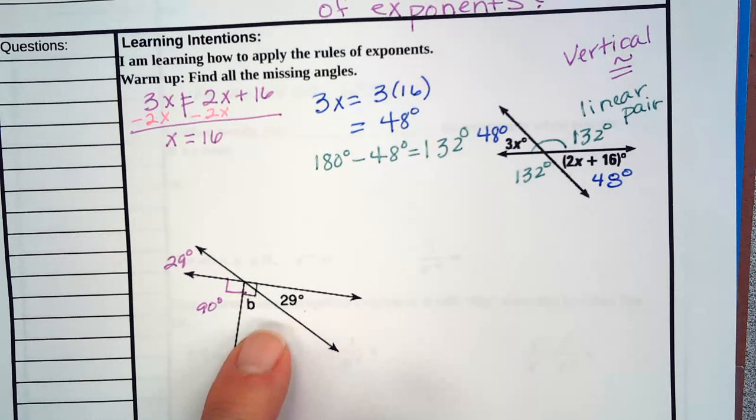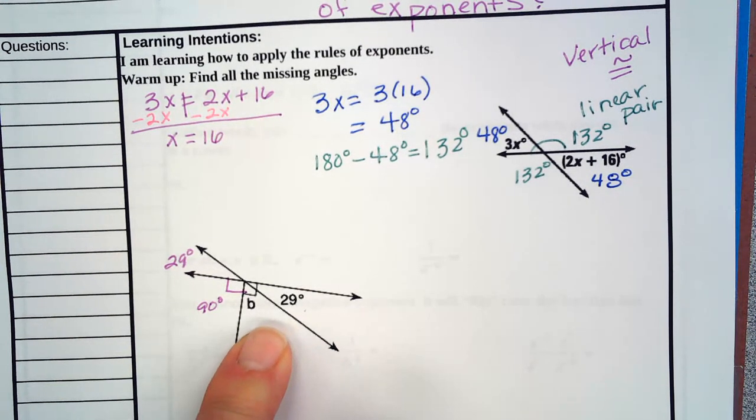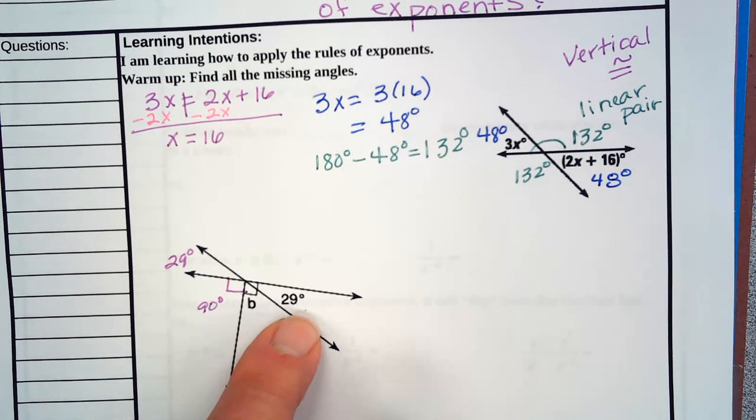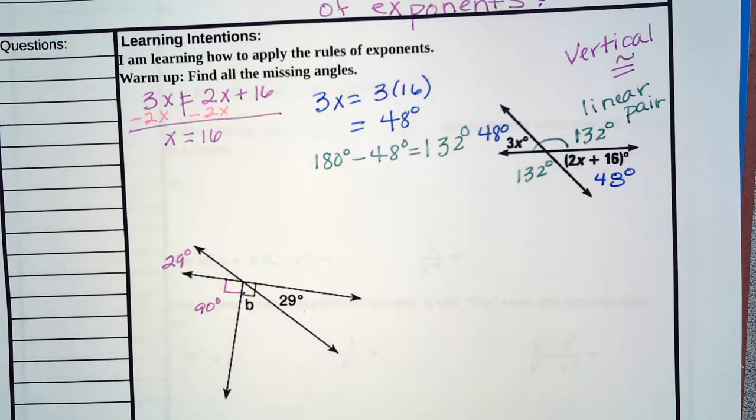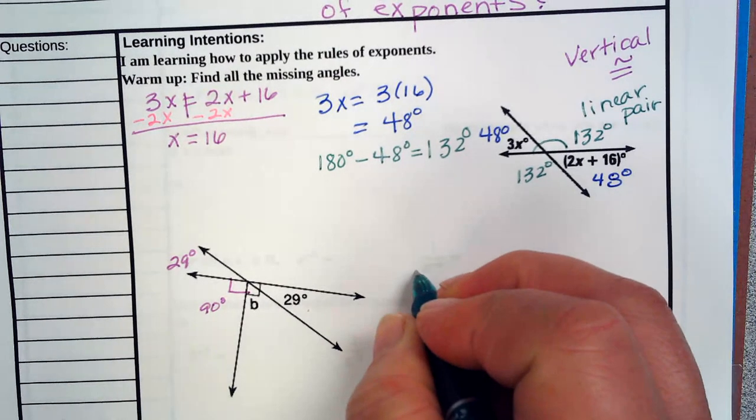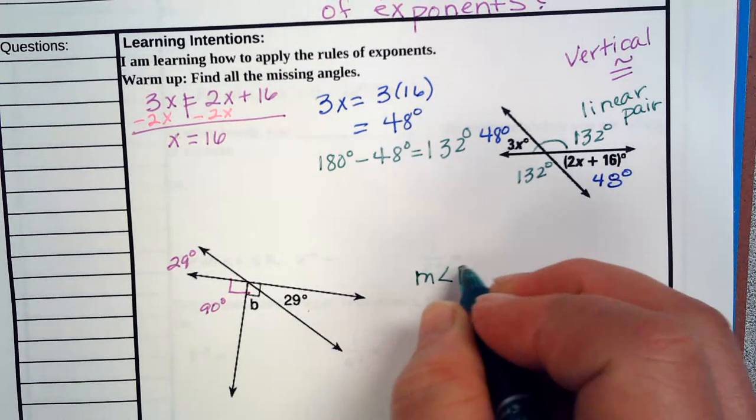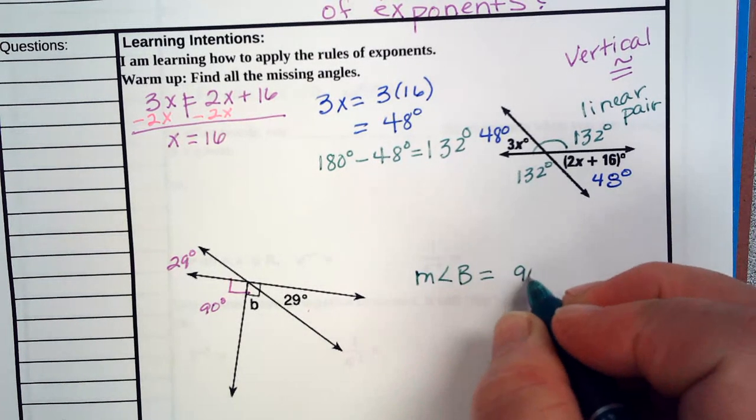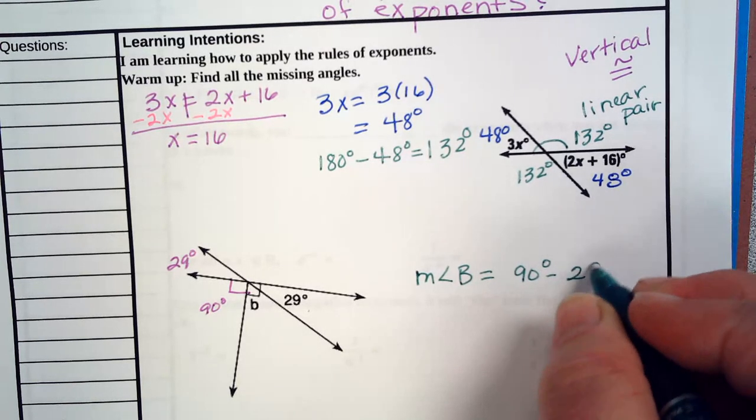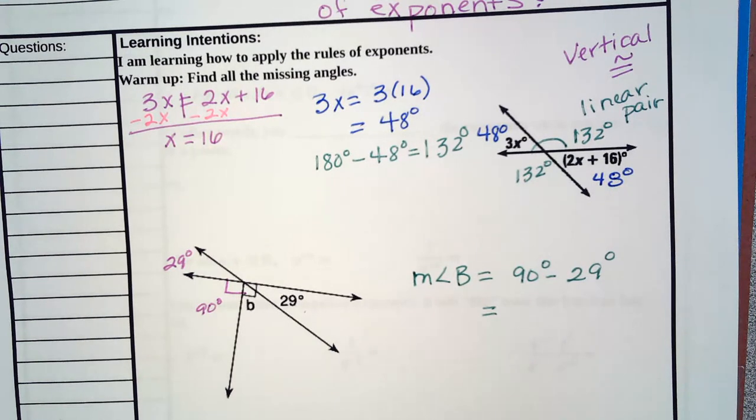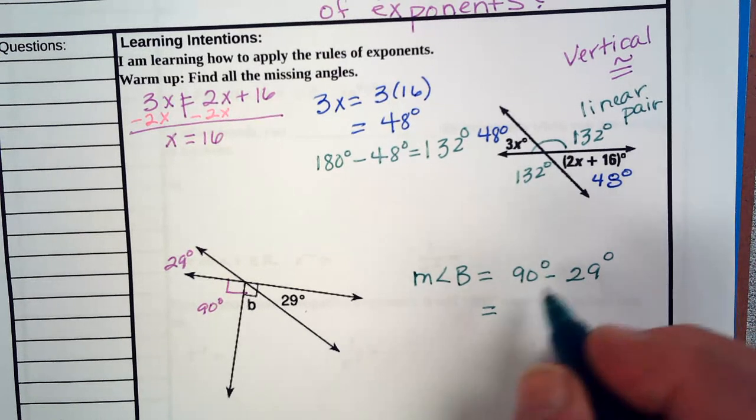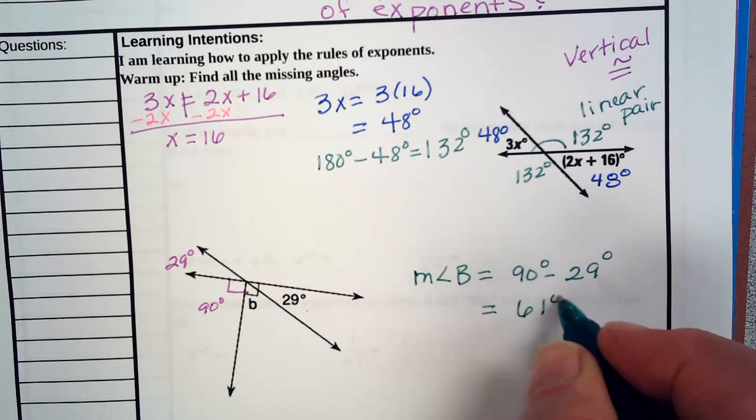Okay, so if I'm looking for angle B, how do I find that? Well, I know that angle B plus this angle here gives me a right angle. That means they're 90 degrees. So I will take the measure of angle B is equal to 90 degrees minus 29 degrees. Okay, 90 minus 29 is almost 90 minus 30, which would be 60, but this is one less, so it will be one more, 61 degrees.